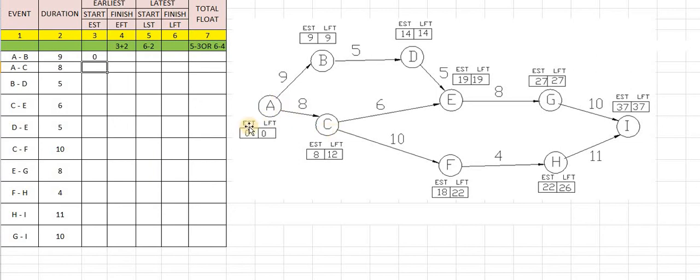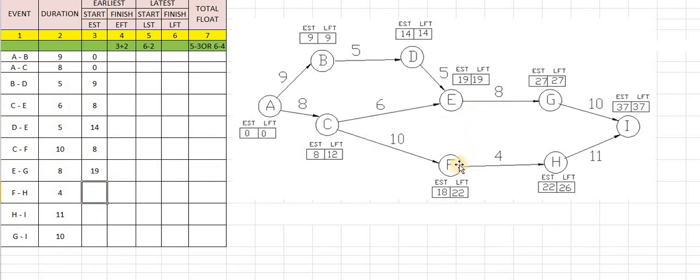A to C, A is again the initial point, so again 0. B to D, B is the initial point, so the EST for B is 9. C to E, C is the initial point, 8. D to E, D is the initial point. What is the EST value? 14. Again C to F, C is the initial point. What is the EST value? The EST value is 8. Again E to G, E is the initial point. What is the EST value for E? E has an initial value of 19.